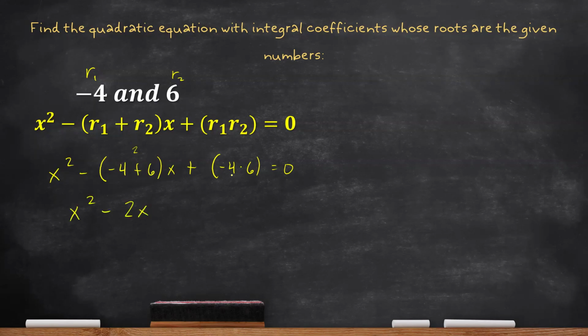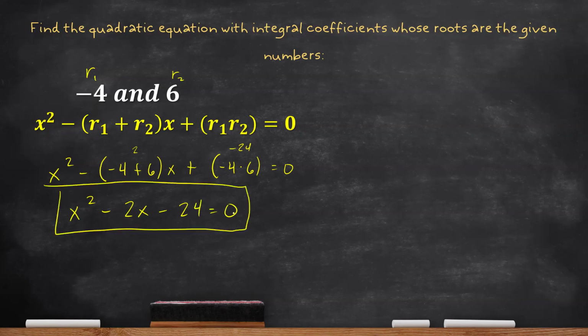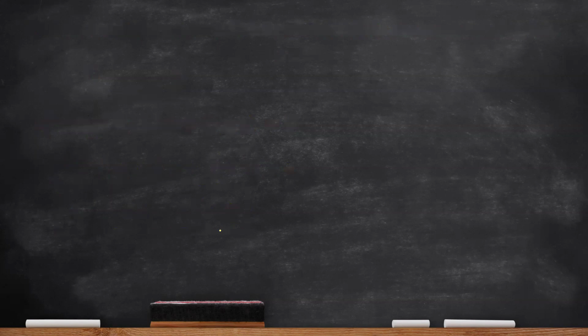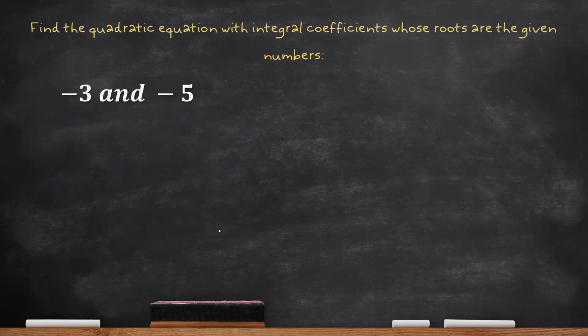And then we have negative 4 times 6. So negative times positive is negative. So that is negative 24. Meaning we're going to have x squared minus 2x minus 24 equals 0. This is now our equation. Okay. And then next one.